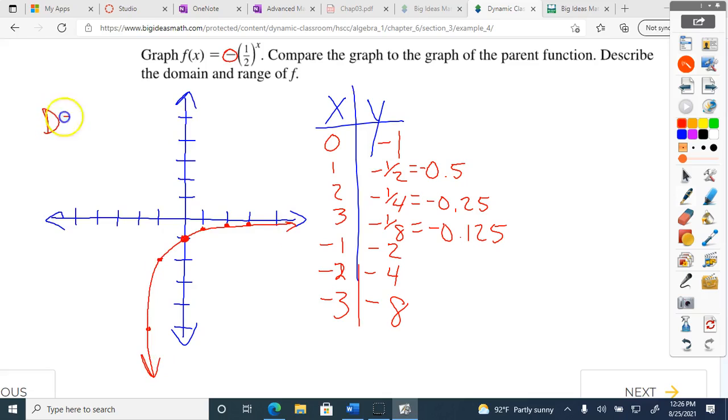What's my domain one more time? Is it any different? No. It's still all real numbers. What about my range? y something 0. What's the something?